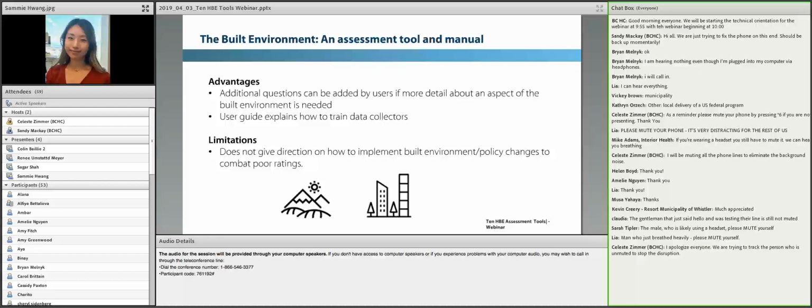So an advantage is that additional questions can be added if more detail about an aspect of the built environment is needed, like the nutrition environment and pedestrian environment. There's also an accompanying user guide for this one that explains how to train the data collectors or raters. And one limitation is that it doesn't give you specific direction on what to do for policy changes if you do end up with poor ratings. This is where you can maybe consult with your health authority's built environment team and collaborate to figure things out.